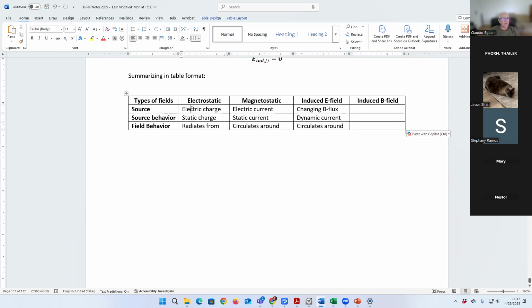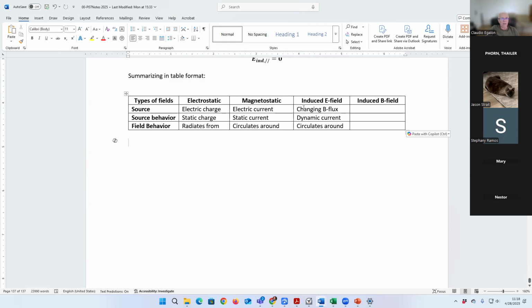Electrostatic. The source is the electric charge. The source behavior is static, and the field behavior radiates from the source. Remember that? Either radiates from the source or converges towards the source. Magnetostatic, the source is the electric current. Source behavior is static current. And the field circulates around the current, right?